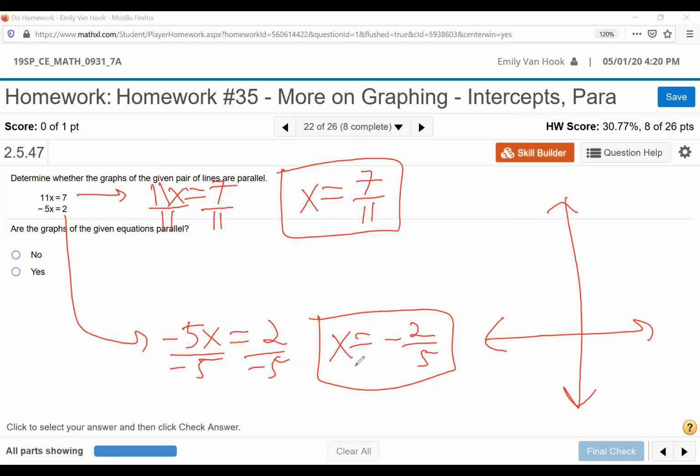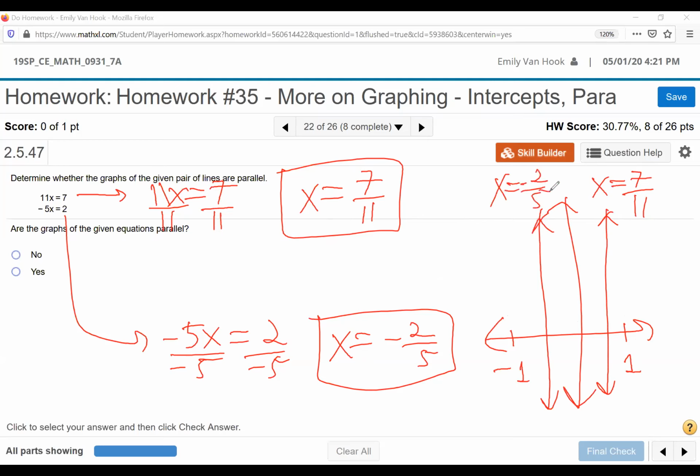Both of these are vertical lines. One of them, x equals 7/11. Where is 7/11? I don't know, somewhere between 0 and 1. Here. X equals 7/11, something like that. And then where is x equals negative 2/5? I don't know, somewhere between 0 and negative 1, like that. The point is they're both vertical.